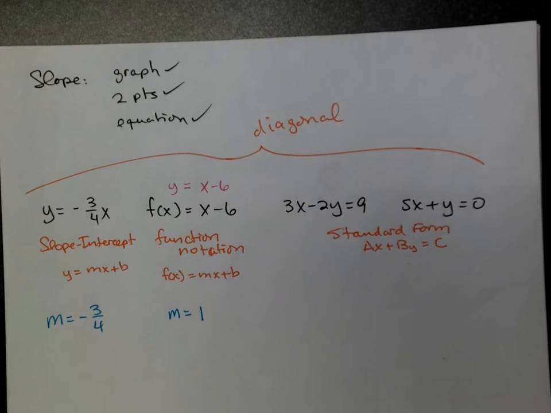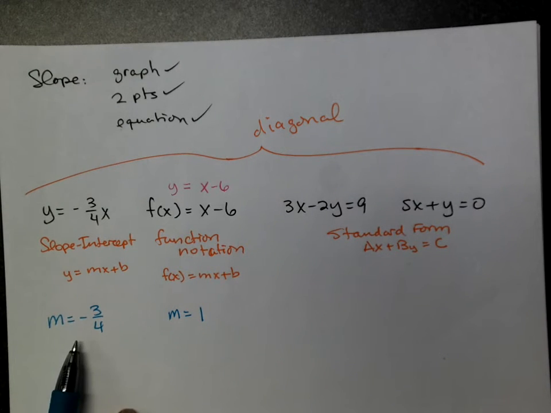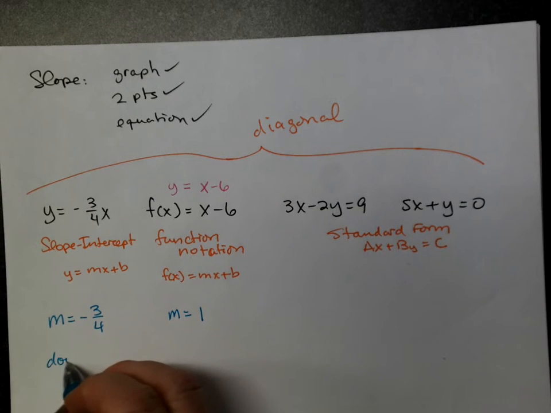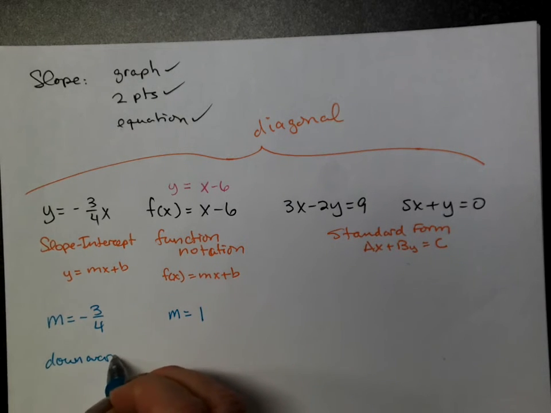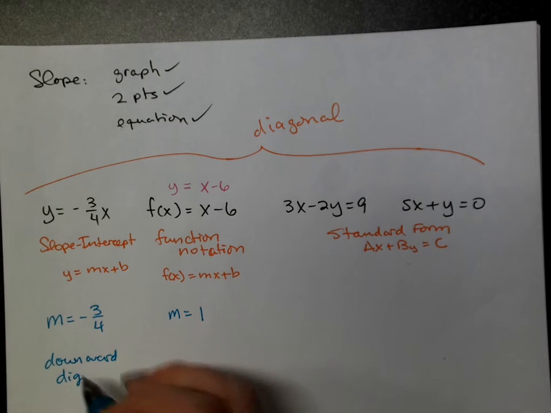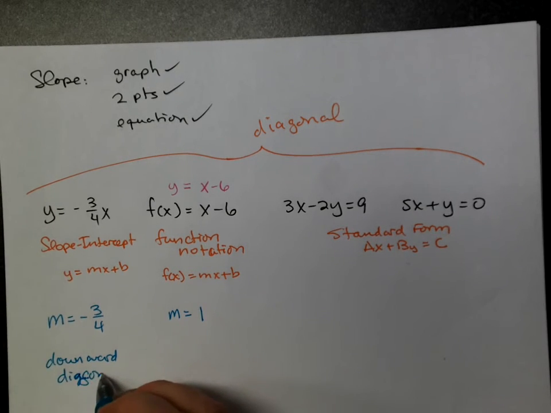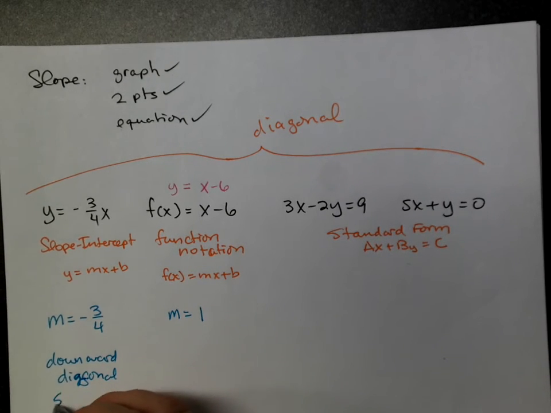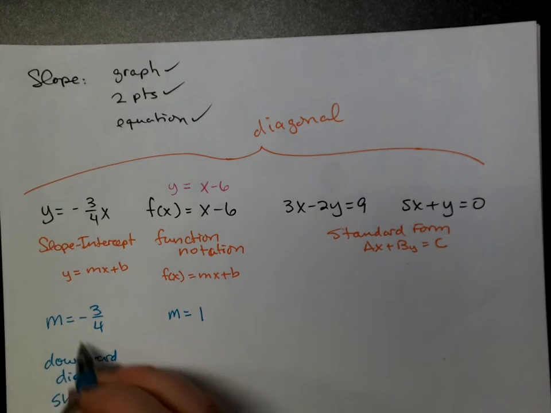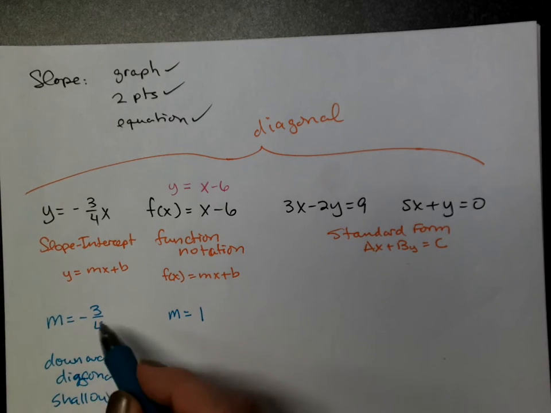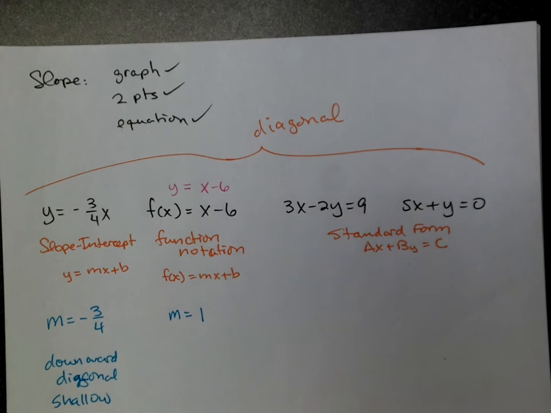So is this an upward or downward line? Downward, of course, since it's diagonal. And is it steep or shallow? Kind of shallow. Its absolute value is less than 1. Note that the slope is just a number. Never include x in the slope. The slope is a number value.